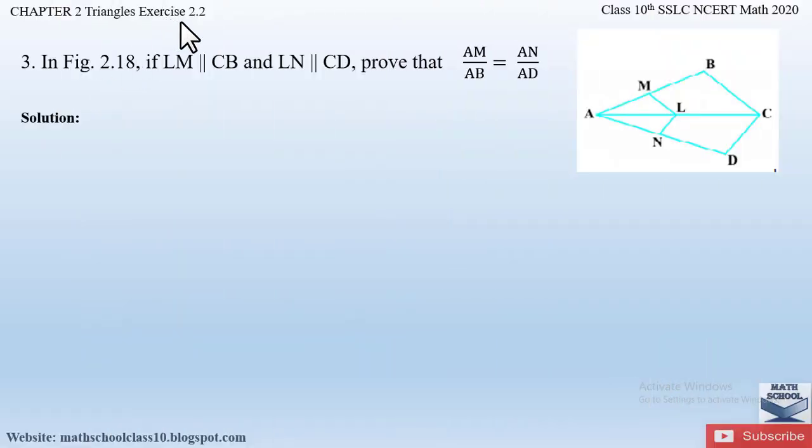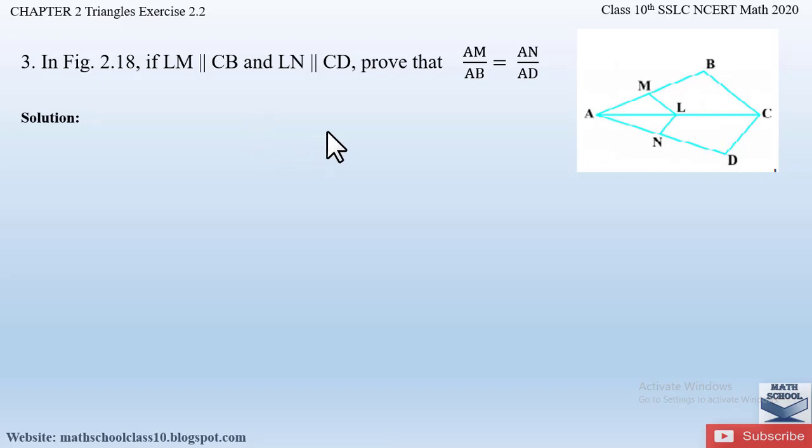Question number 3 from exercise 2.2, chapter 2, Triangles says: in figure 2.18, if LM is parallel to CB and LN is parallel to CD, prove that AM by AB is equal to AN by AD. So here they have given us that the line LM is parallel to BC and LN is parallel to CD. So we have to prove AM by AB is equal to AN by AD.